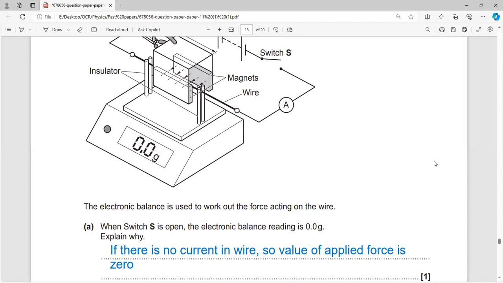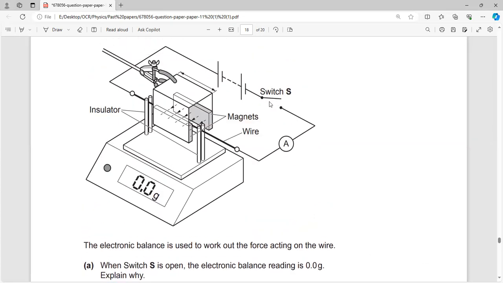When the switch S is open, the circuit is not closed, and when it is closed the current starts flowing through the circuit. With the switch open, the electronic balance reading is 0. Explain why. When the circuit is open, no current is flowing through the circuit. When the switch is closed, current will flow. Right now the switch is open, so you can see the circuit is not closed and the current is not flowing.